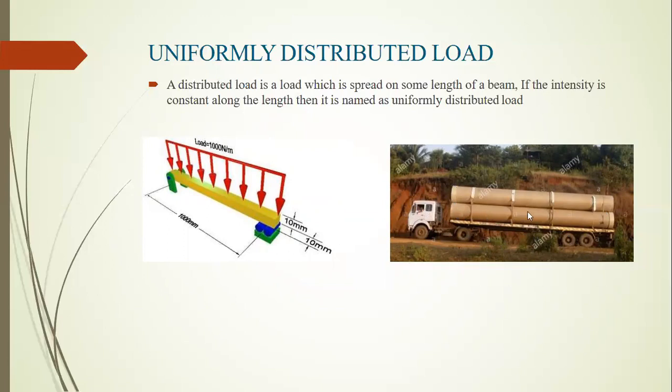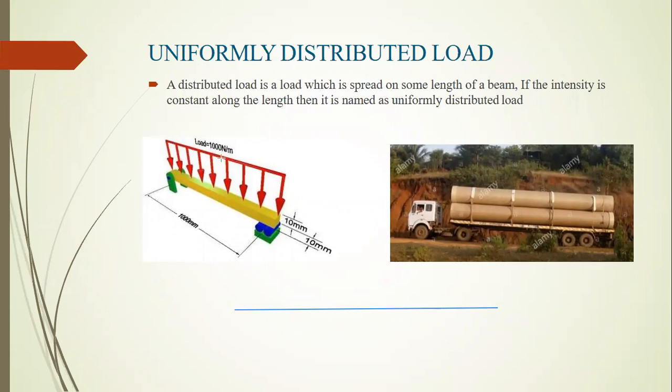So this type of load will be considered as uniformly distributed load. But in order to solve the problems, we need to convert the UDL, uniformly distributed loads, or uniformly varying load, into point loads. Okay, so how to convert the uniformly distributed load into point load? If you want to convert the UDL into point load, the magnitude will always be equal to the length into intensity.